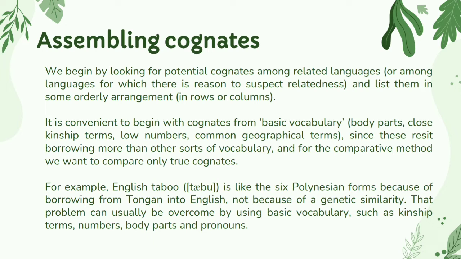Ultimately, it is the systematic correspondence that we discover in the comparative method that demonstrates cognates. For example, the English word taboo is like the Polynesian form because of borrowing from Tongan into English, not because of a genetic similarity. That problem can usually be overcome by using basic vocabulary such as kinship terms, numbers, body parts, and pronouns.